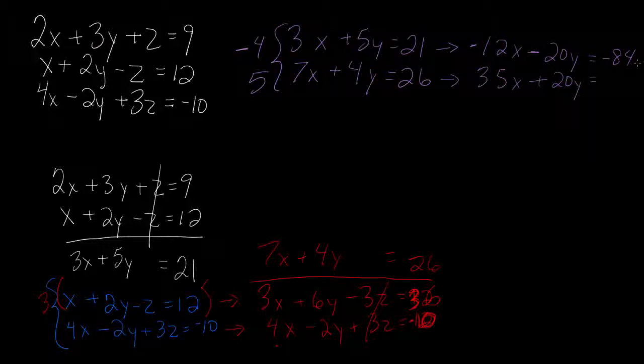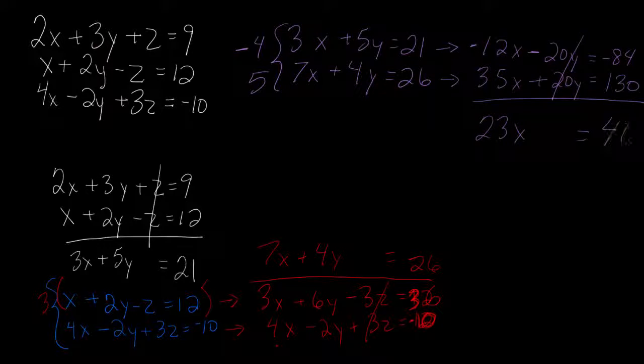Now make sure, if you can't do these problems in your head, that you grab your calculator. You don't want to miss simple problems just because you don't have a calculator. All right, so in this case, 5 times 26 is 130. Notice my y's are opposite of one another, so they will definitely cancel out. So I'll have -12 plus 35, and that's going to be 23x. Then we have -84 plus 130, and that's going to be 46.